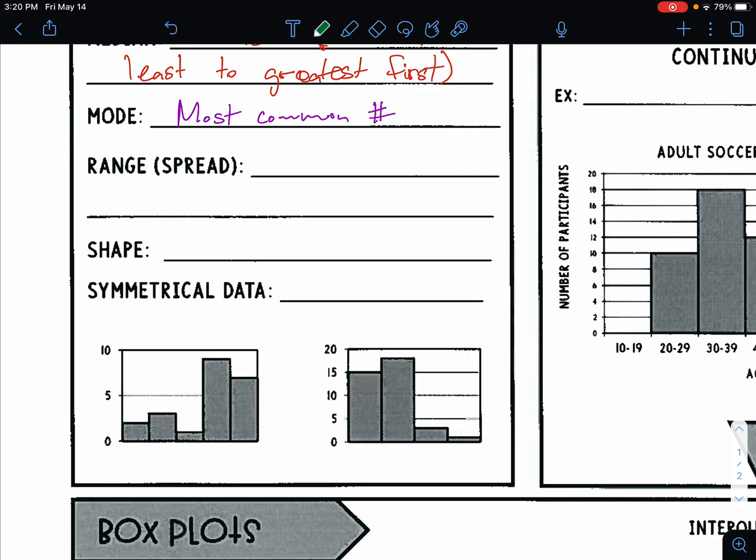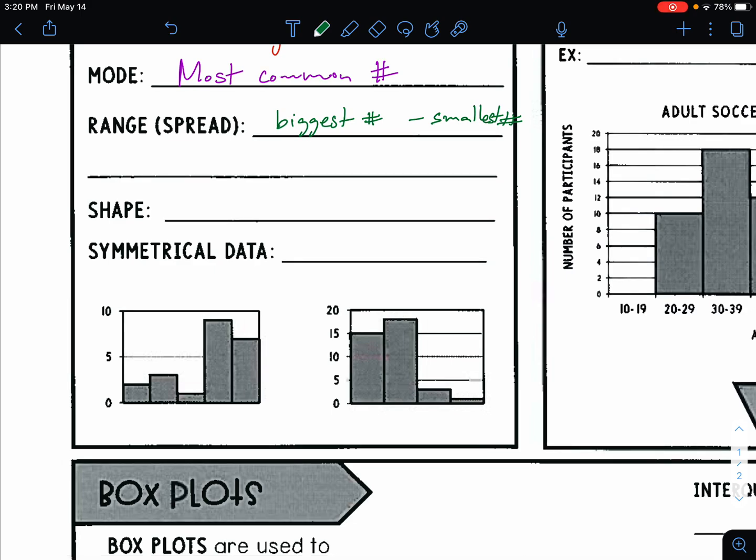Range is the spread, that is the biggest number, or the greatest number, minus the smallest number. Greatest number minus smallest number, or least number.